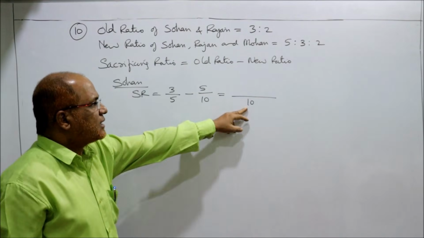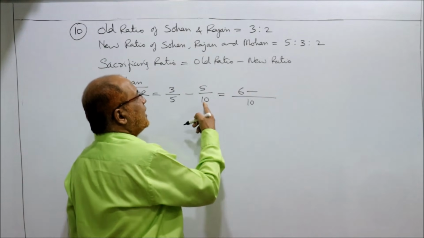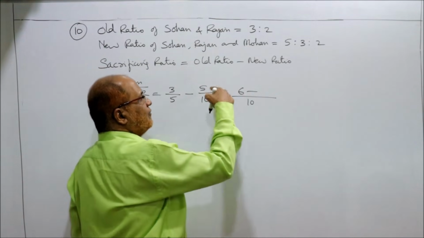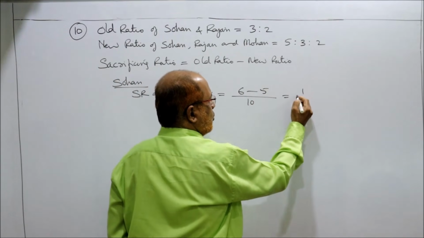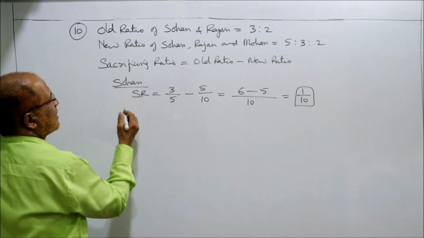5 how many times cuts 10? 2 times. 2 3s are 6. 10 how many times cuts 10? 1 time. 1 5s are 5. So 1 by 10. Similarly, next is Rajan.